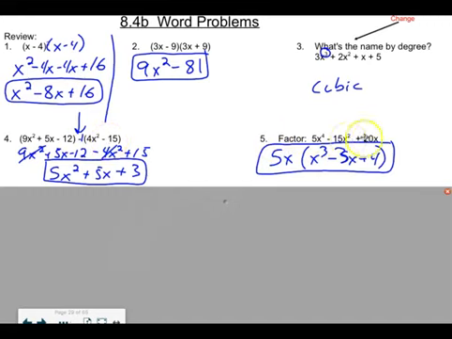And then number 5, it says to factor. The only factoring that we know how to do right now is called factoring by GCF. So there's a 5 and an x in every single term. And so when I take 5x out, I get x to the third minus 3x plus 4.